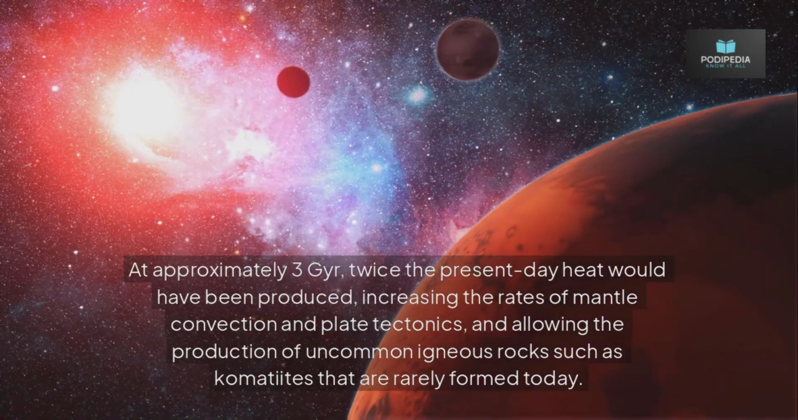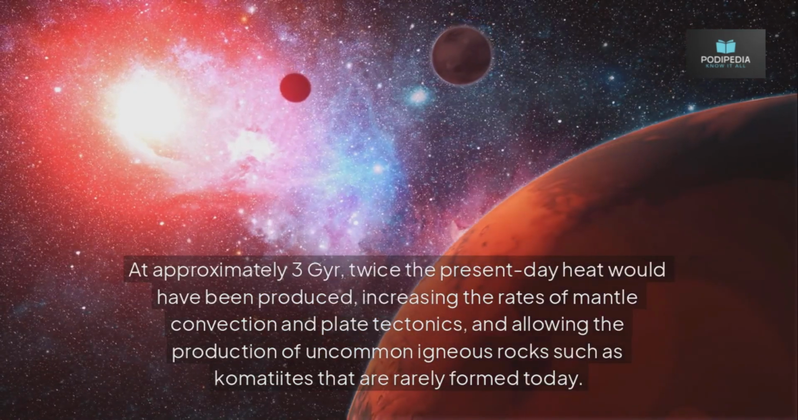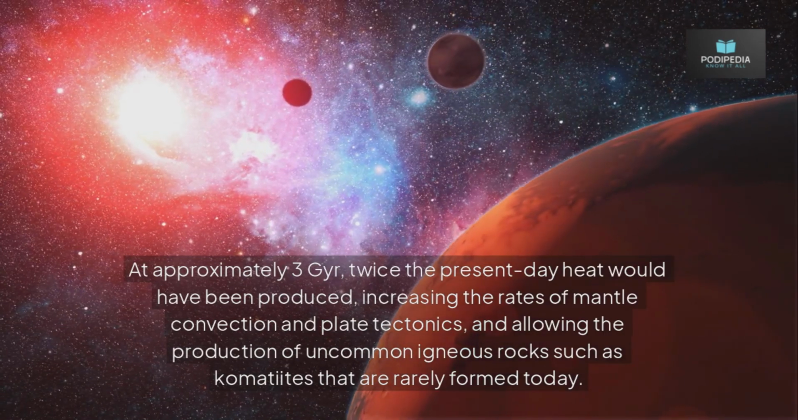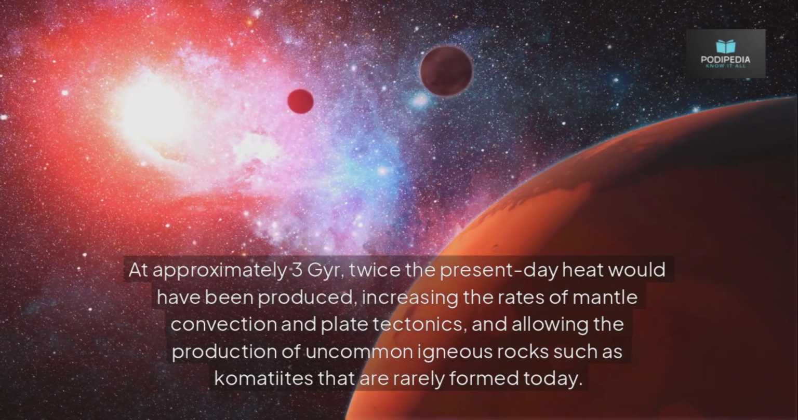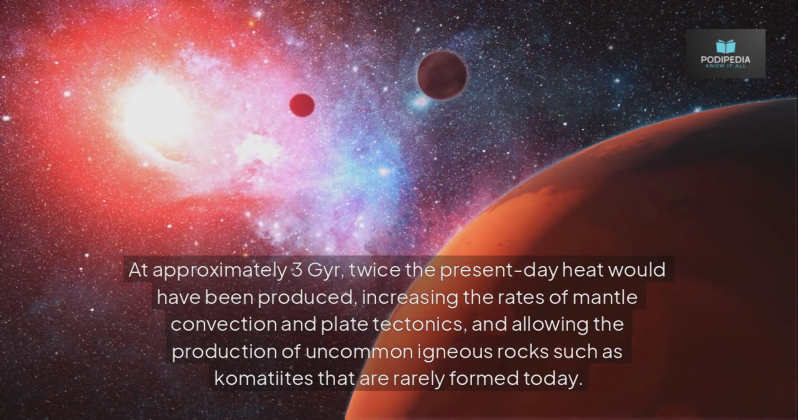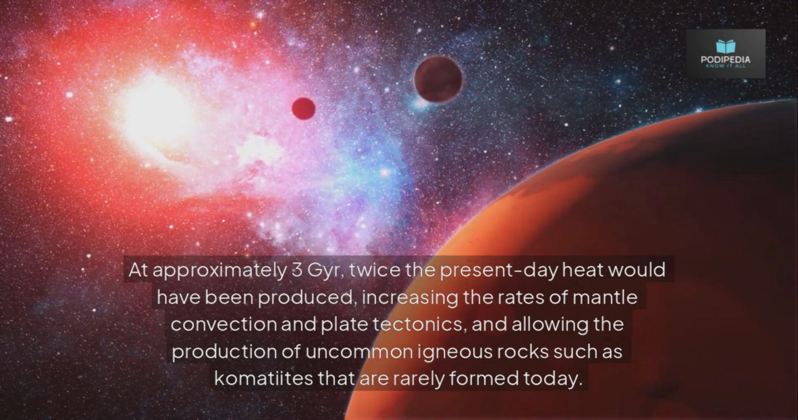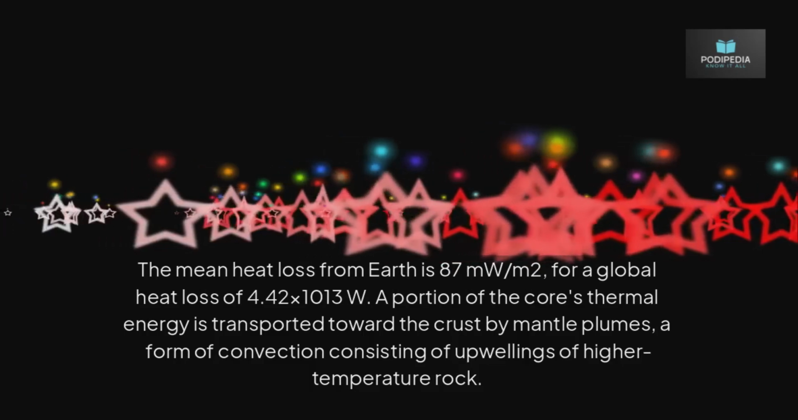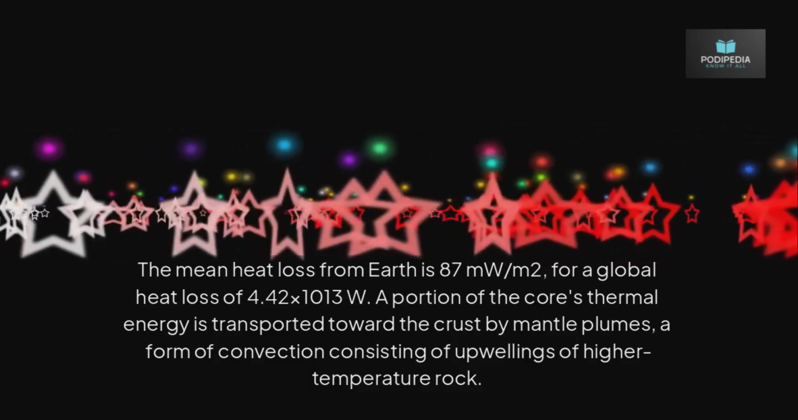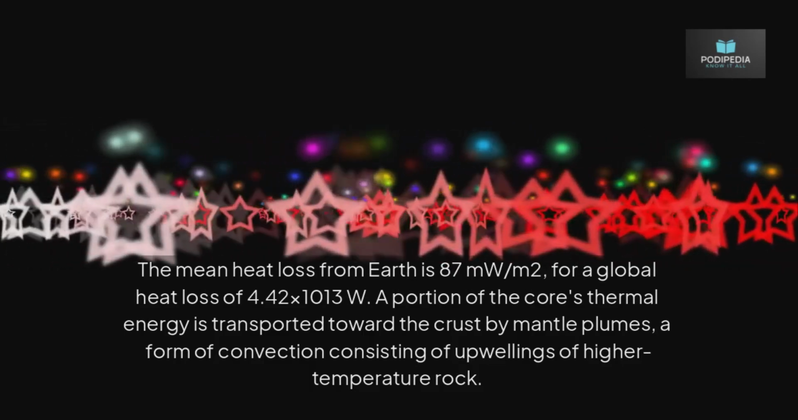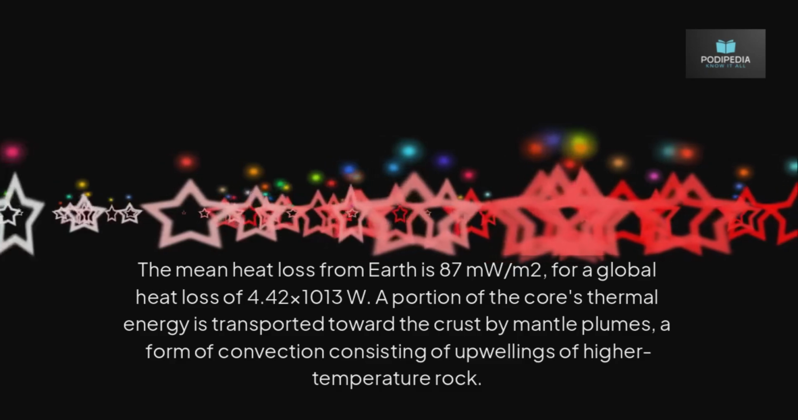At approximately 3 Gya, twice the present-day heat would have been produced, increasing the rates of mantle convection and plate tectonics, and allowing the production of uncommon igneous rocks such as komatiites that are rarely formed today. The mean heat loss from Earth is 87 milliwatts/m², for a global heat loss of 4.42 times 10^13 W.